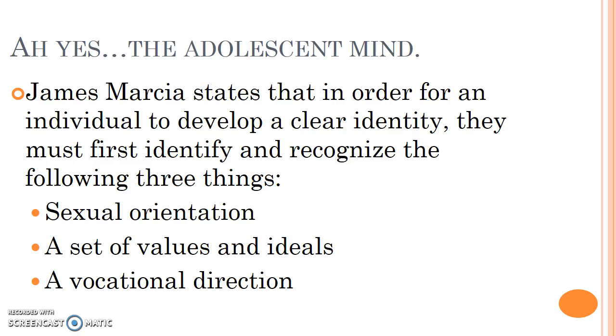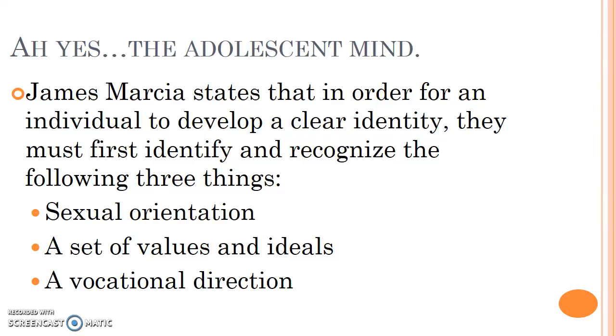So James Marcia, who is an adolescent psychologist, had this idea that in order for an individual to develop a clear sense of self, to navigate through the trials and tribulations of discovering their identity, they must first recognize, accept, and learn to live, I guess, with the following three things. The first thing is sexual orientation.